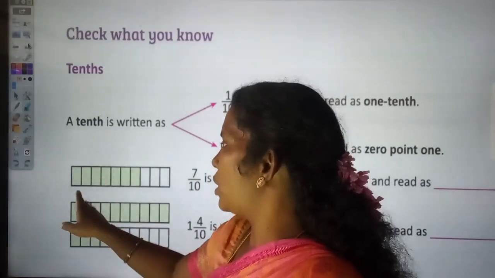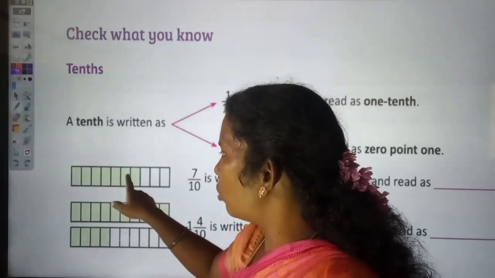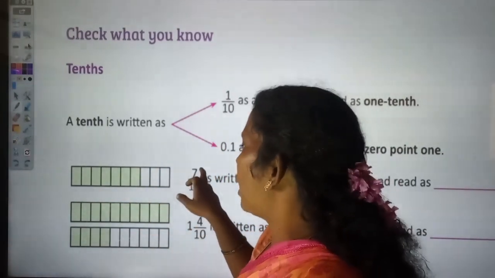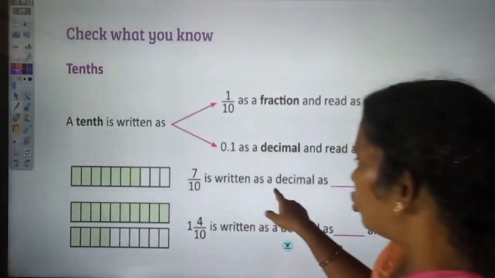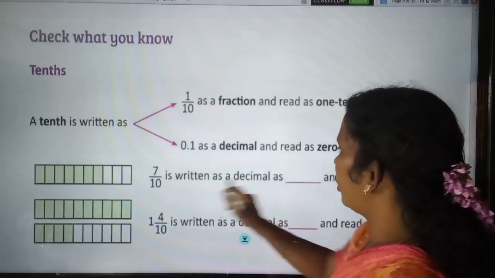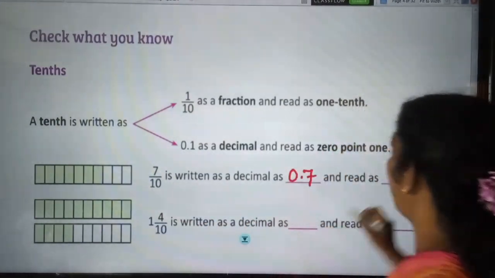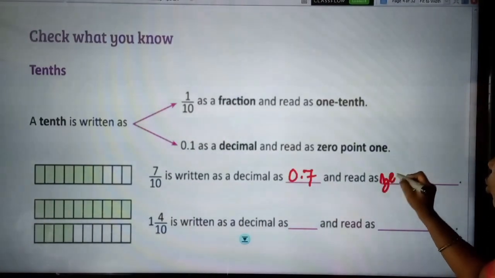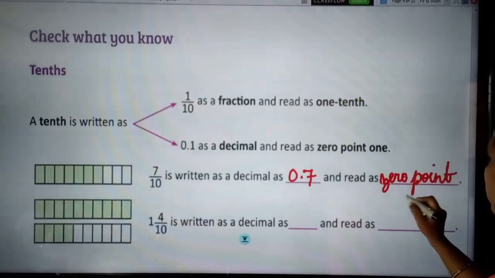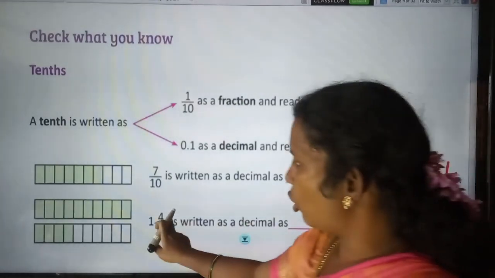They have divided it and shown it. There are 10 boxes. Out of these 10 boxes, 7 boxes are shaded. So how do we represent this? In fraction, 7 by 10. It is also written as a decimal. Here you are going to write 7 by 10 as a decimal as 0.7, and it can be read as 0.7.